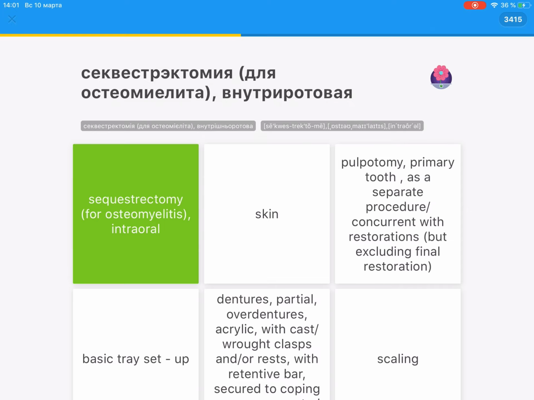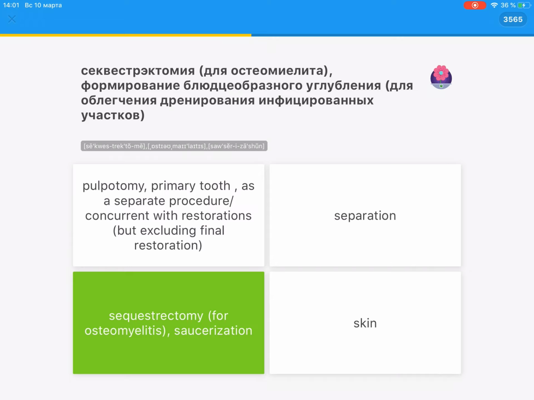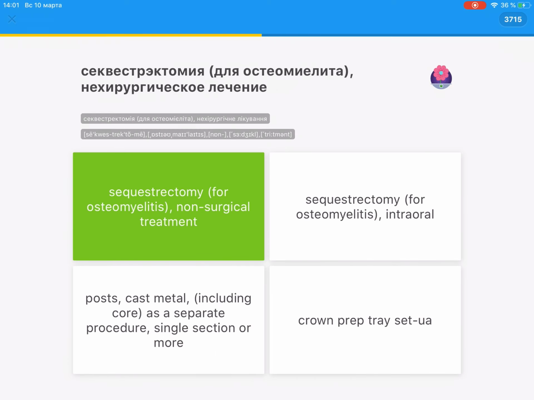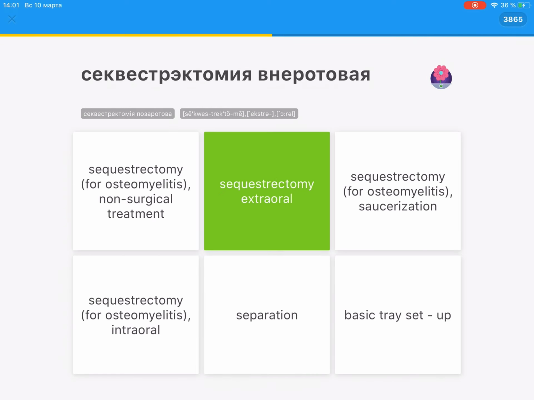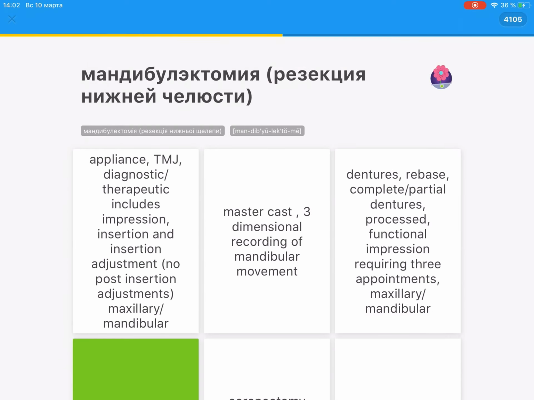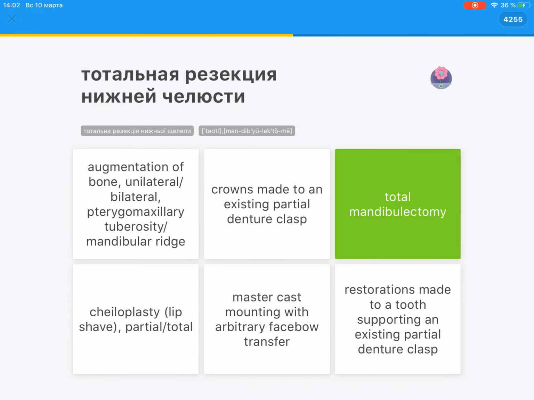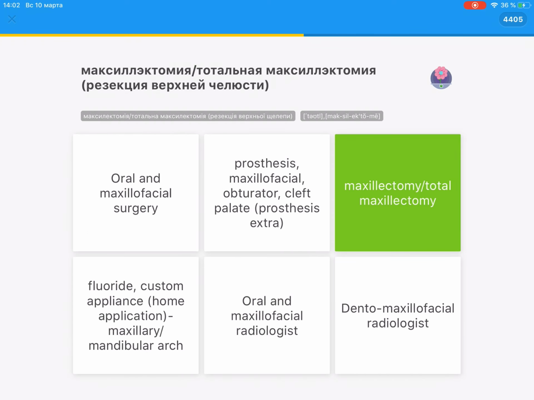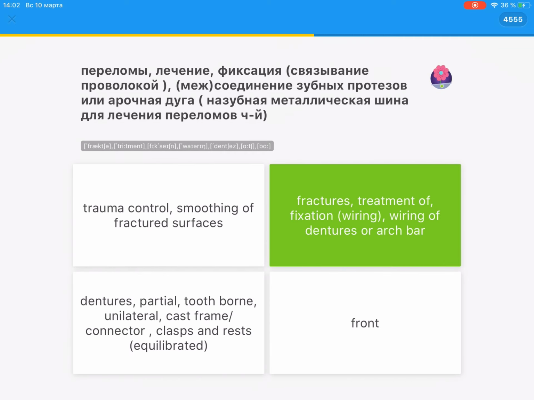Sequestrectomy for osteomyelitis, intraoral. Sequestrectomy for osteomyelitis. Saucerization. Sequestrectomy for osteomyelitis, non-surgical treatment. Sequestrectomy, extraoral. Mandibulectomy. Total mandibulectomy. Maxillectomy, total maxillectomy. Fractures, treatment of.